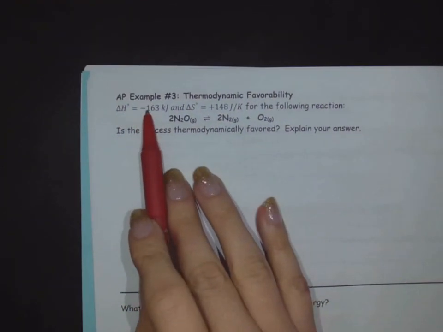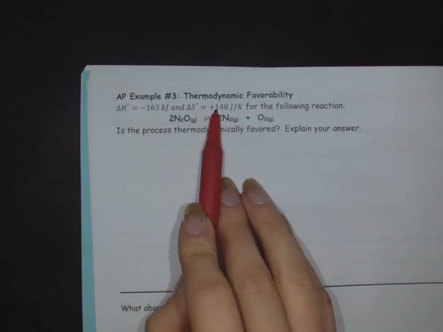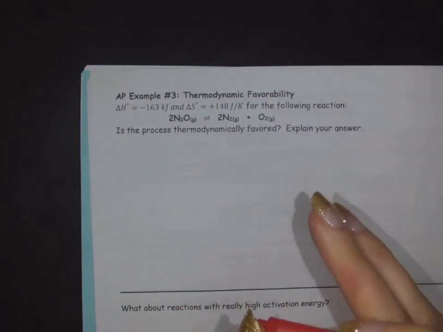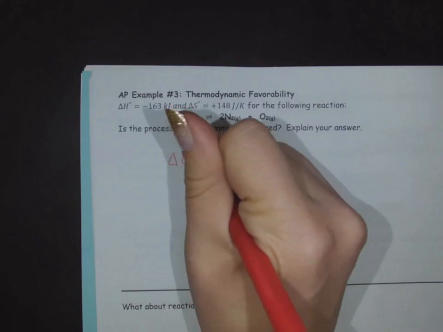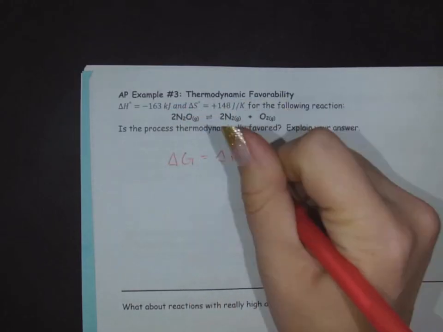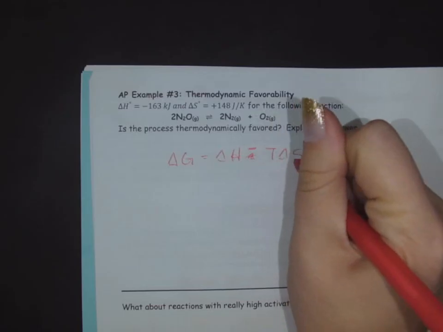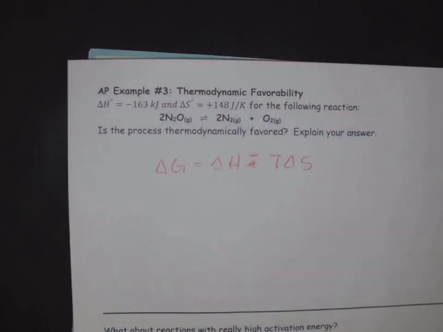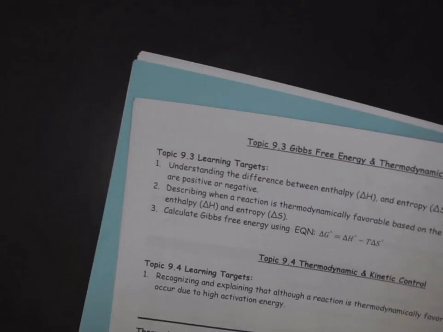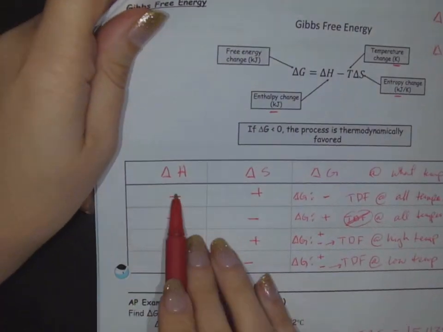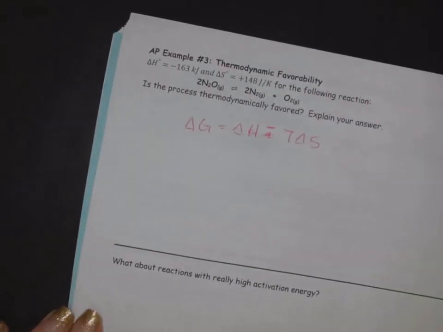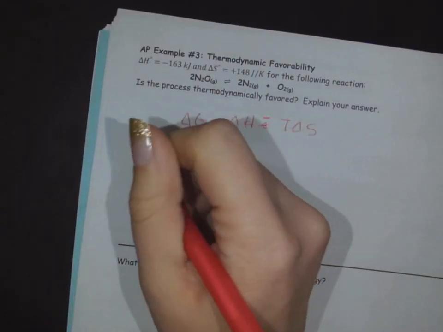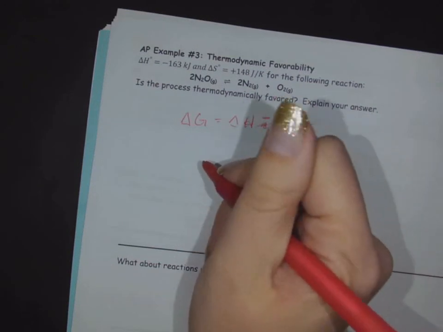What do we think about this guy? So we have a negative for our delta H and a positive for our delta S. Is the process thermodynamically favorable? We could plug this in, right? We could do delta G is equal to delta H minus T times delta S, but do we need to? When delta H is negative and delta S is positive, then delta G will always be negative. It will always be thermodynamically favorable. So we don't need to do the math. We can automatically say that this reaction is thermodynamically favorable.